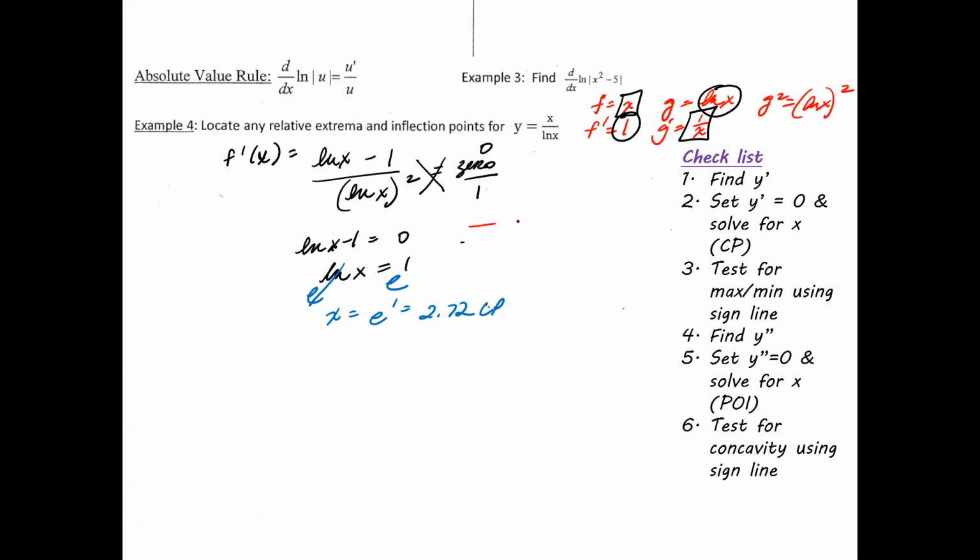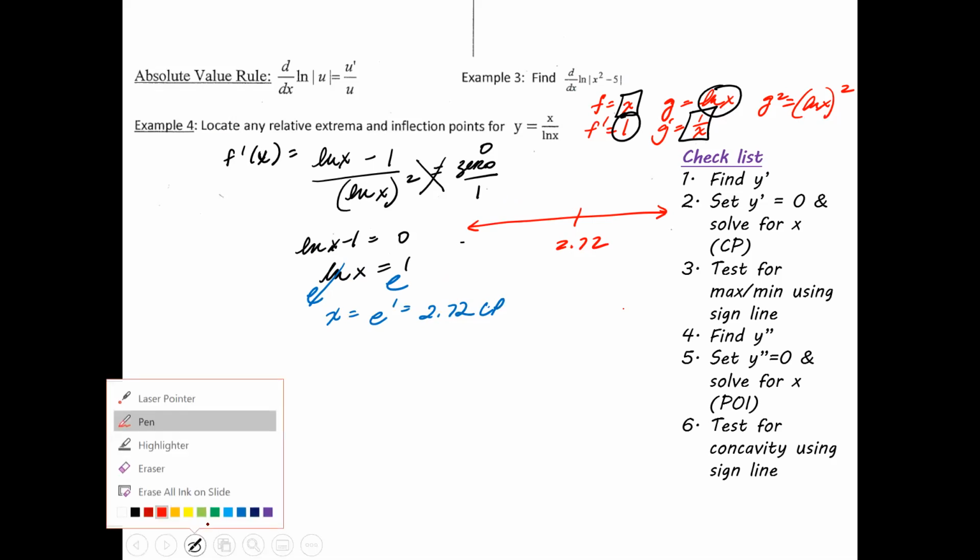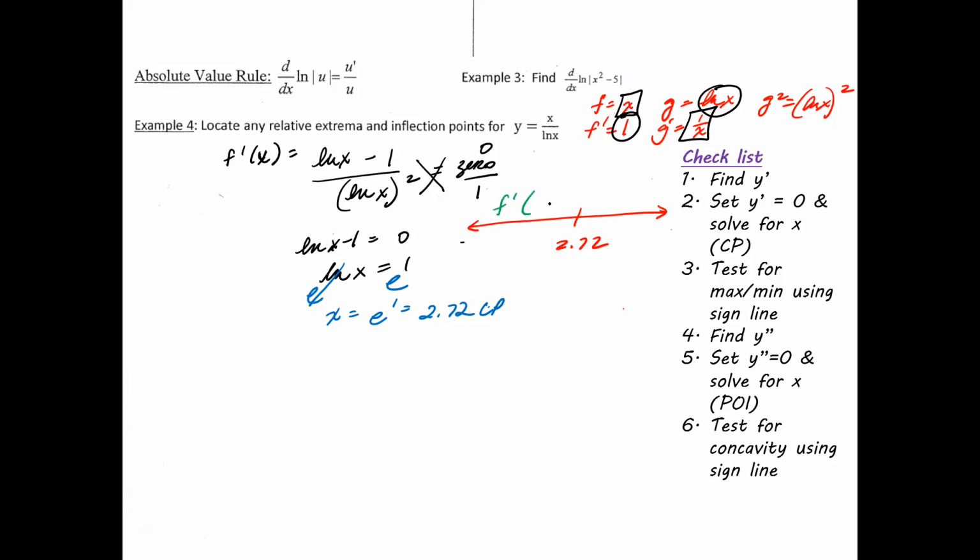So I know that I have to put this on a sign line, because if I test the left and right side, it's going to give me a positive or a negative slope. And remember, it's going to tell me if it's a max or min. So let's go ahead and pick a point. I'm going to do f prime. On the left side, I could do a 0. On the right side, I'm going to do a 3. Okay, and so then what you're going to see is that this is going to give you a negative slope followed by a positive slope. So it's going to be something like this.